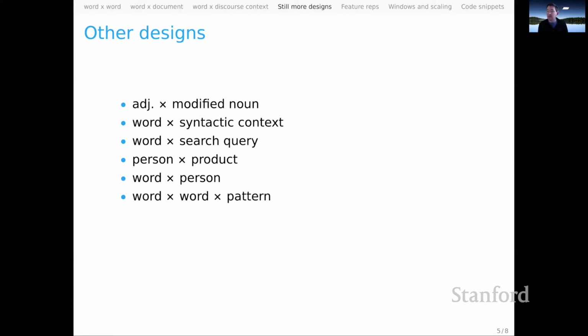We can also break out of two dimensions. We can have something like word by pattern, or verb by subject by object. Many of the methods that we cover in this unit are easily generalized to more than two dimensions, so you could have that in mind. And of course, as I said, think creatively and think in particular about how your matrix design is aligned with whatever modeling goal you have or whatever hypothesis you're pursuing.